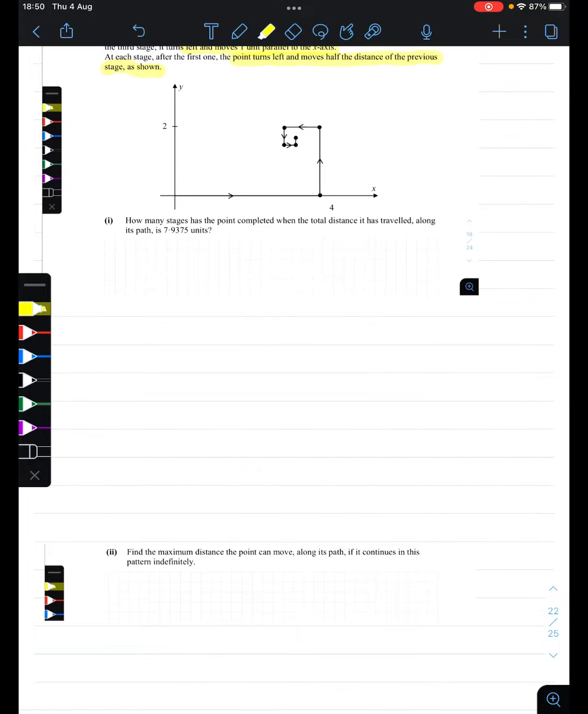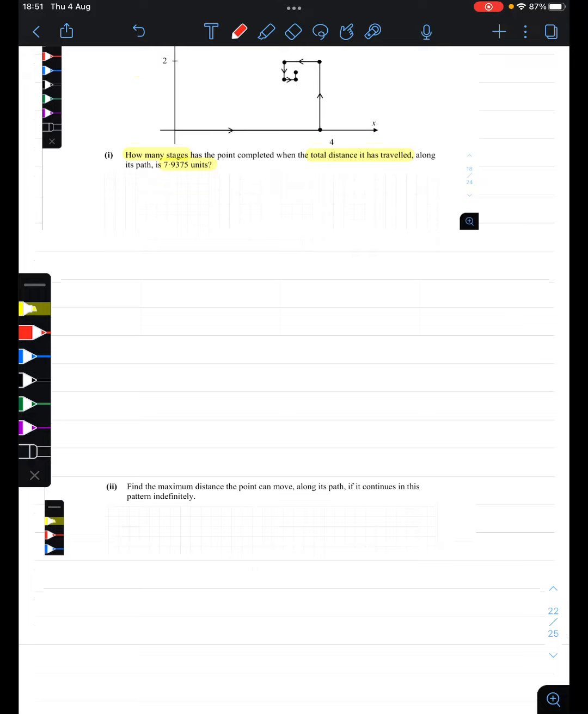How many stages has the point completed when the total distance it has traveled along its path is 7.9375 units?